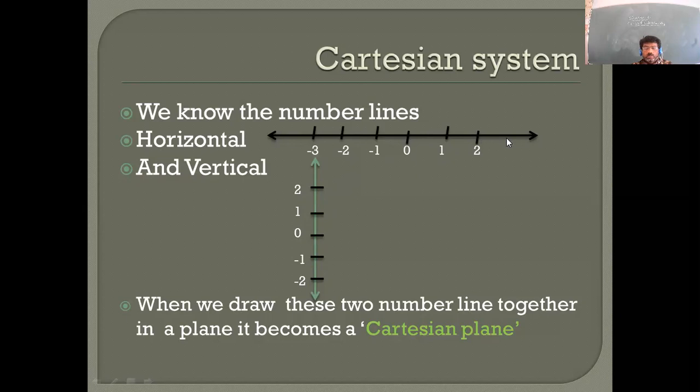When these two number lines, the horizontal number line and the vertical number line, are drawn together in a plane, that plane is called the Cartesian plane. C-A-R-T-E-S-I-A-N, Cartesian plane. This plane is named in memory of René Descartes, who developed the Cartesian system and coordinate geometry.